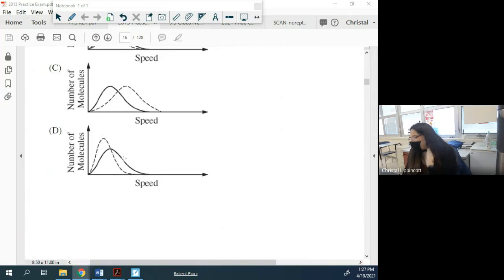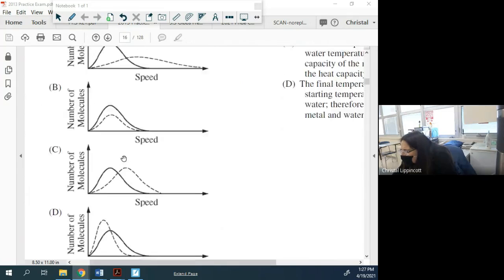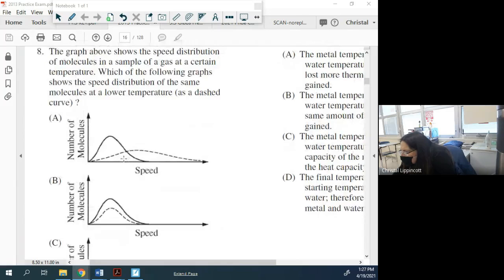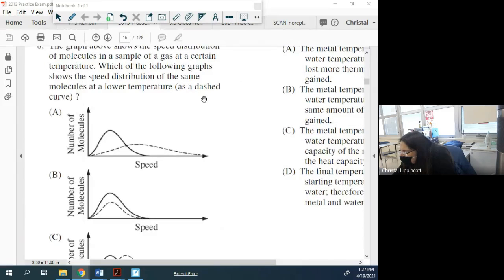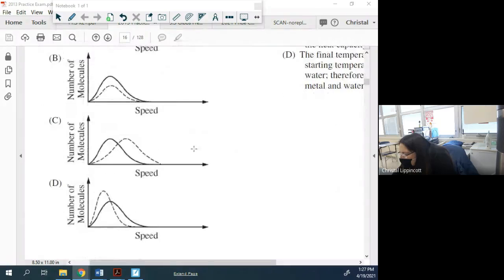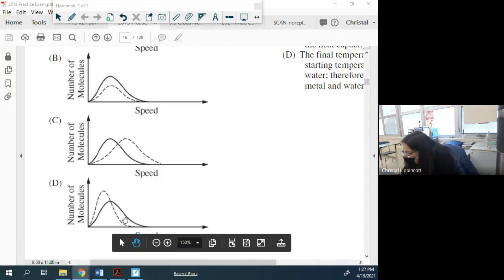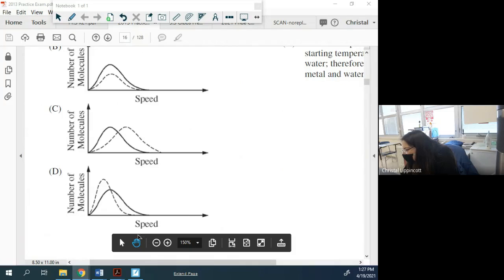Well, wait a second. This shows a speed distribution at the lower temperature as a dashed line. So the lower temperature is the dashed line. You could almost think of it as the dashed line being ice, and then as it melts, there's more water that kind of spreads out further. Well, and the speed is going to increase of those molecules. But they're lowering the temperature, so it's going to be mushed over here because their speed's going to be slower.